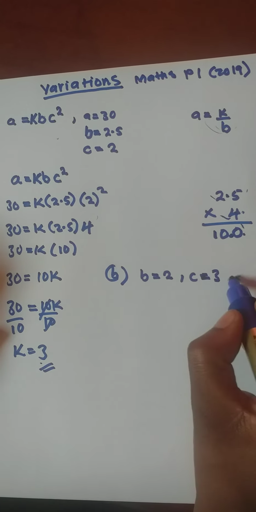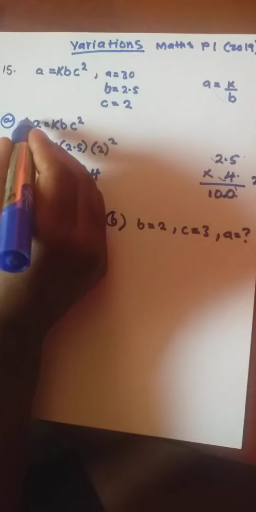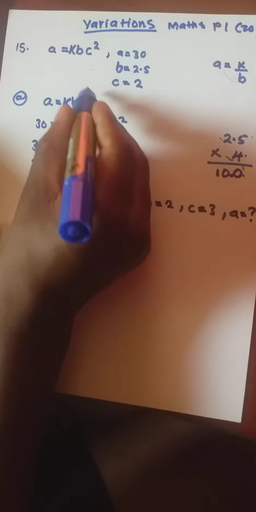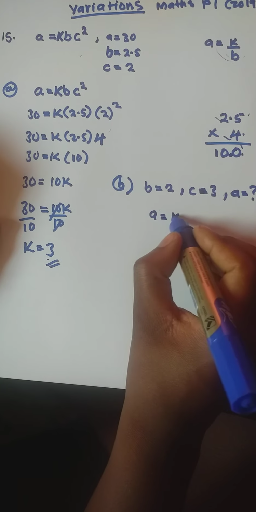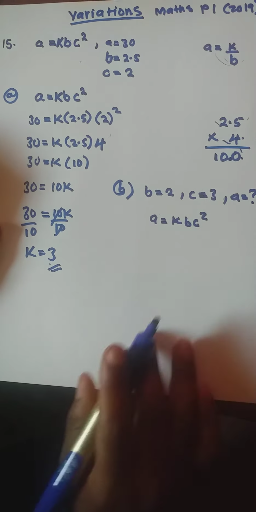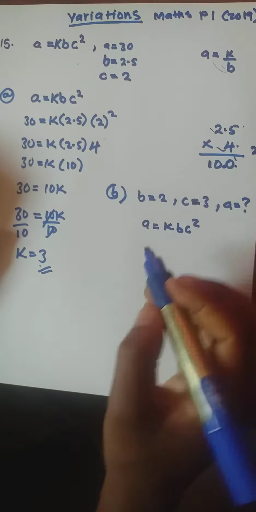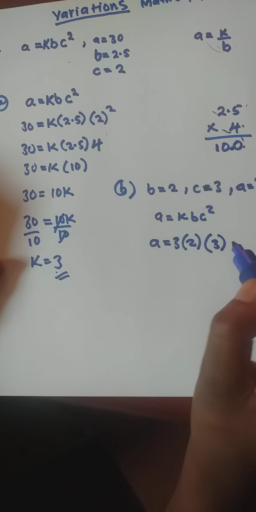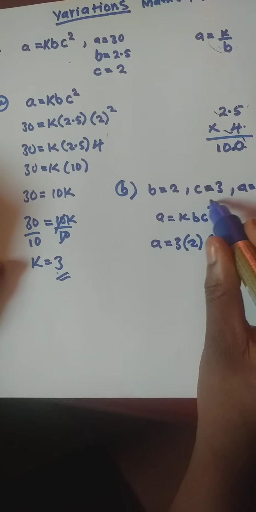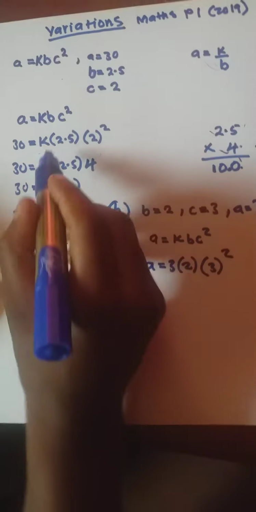So we use the same expression that we created at first. We're going to bring it down here. It was A is equal to KBC squared. Then in this question, our A is the one that we do not know. Our constant of variation is 3. Then our value of B is 2. Then our value of C we have been given for part B is 3 to the power 2. Remember, C here has a square from the beginning.